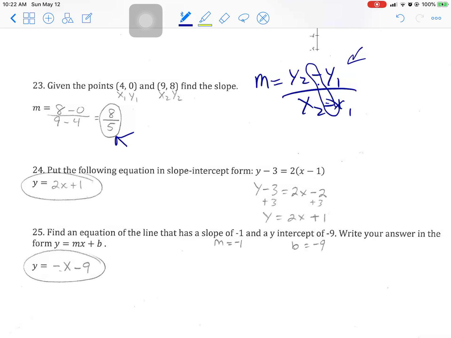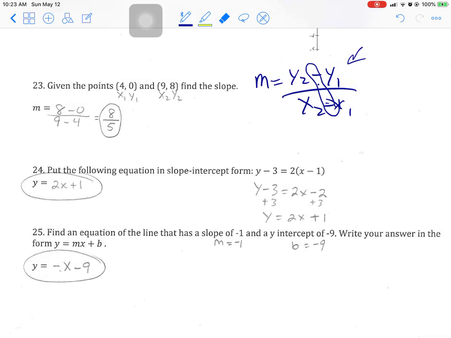So if this problem said, put your final answer in integer or fraction form, it always implies that you need a reduced fraction. So if this is 8 over 4, your answer would be 2, but it's 8 over 5. That cannot be reduced, and it can't be turned into a whole number. So you just leave it like that, okay?